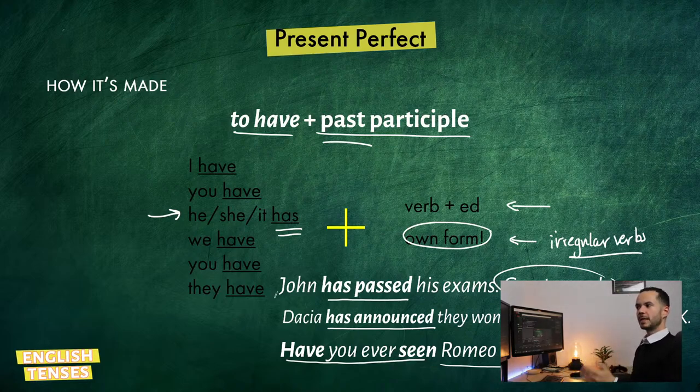Right, so again, we make present perfect with to have plus a past participle, which is either a verb plus ed for regular verbs or its own form for irregular verbs. And a long list of irregular verbs can be found on the internet, and I will put them in the description as well. So if you're rewatching this, make sure to check the description for the list of irregular verbs.